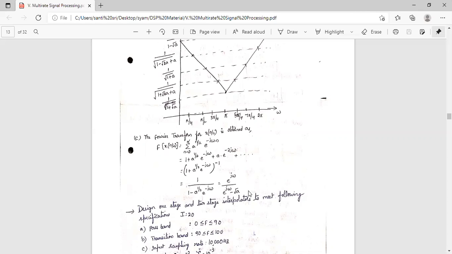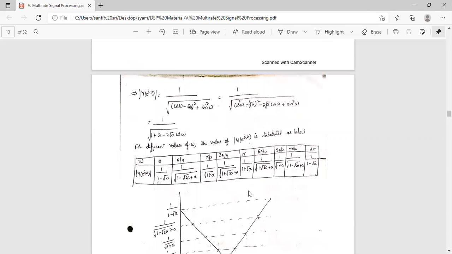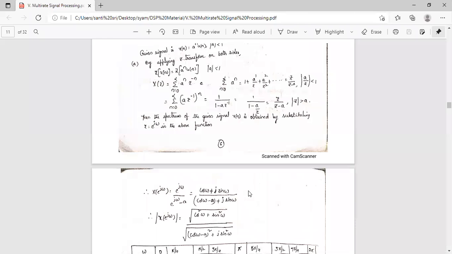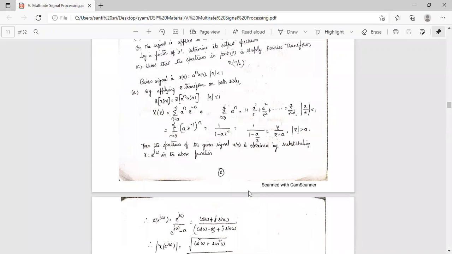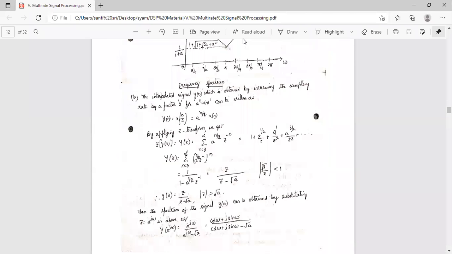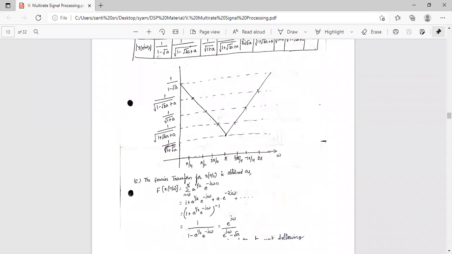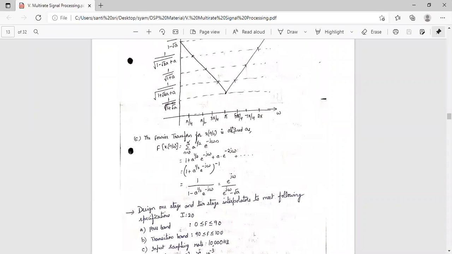So what is part C? Part C is to show that the spectrum in part 2 is simply the Fourier transform of x of n by 2. So these two are equal. So the spectrum in part 2 is equal to the Fourier transform of x of n by 2. So this is the spectrum of part 2. Okay, so this is about that problem.